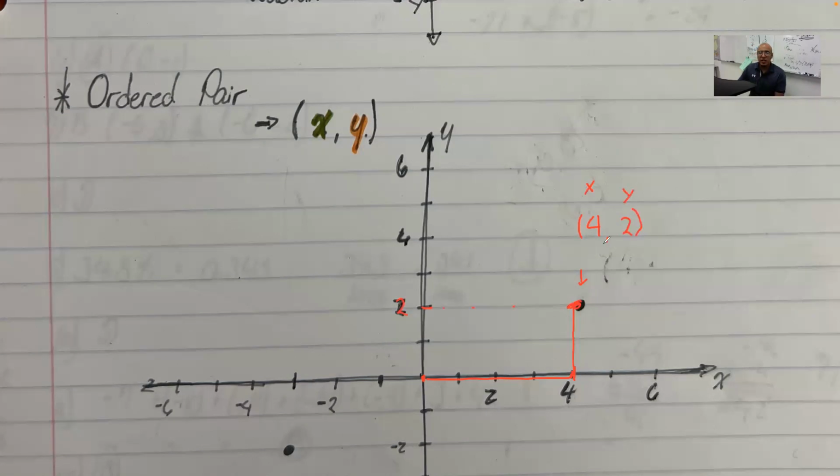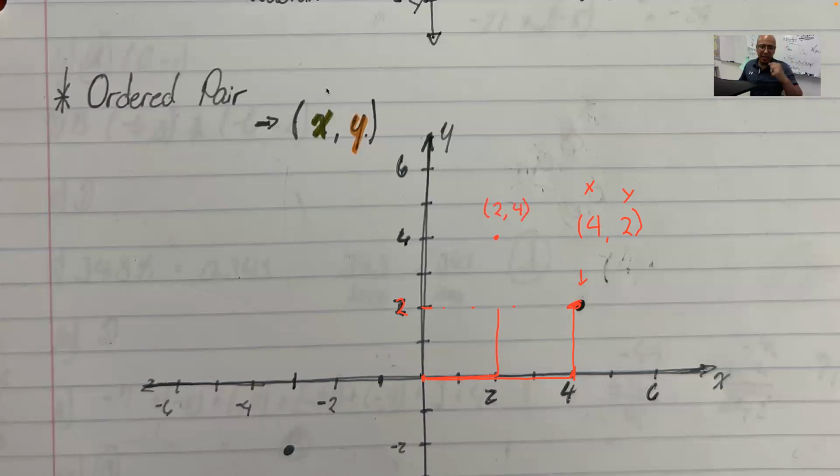That's my y coordinate. Now, please, this is not the same thing as (2, 4). If I were to go (2, 4), that would be only 2 on the x-axis, and then 4 on the y-axis, all the way up to here. This would be (2, 4).